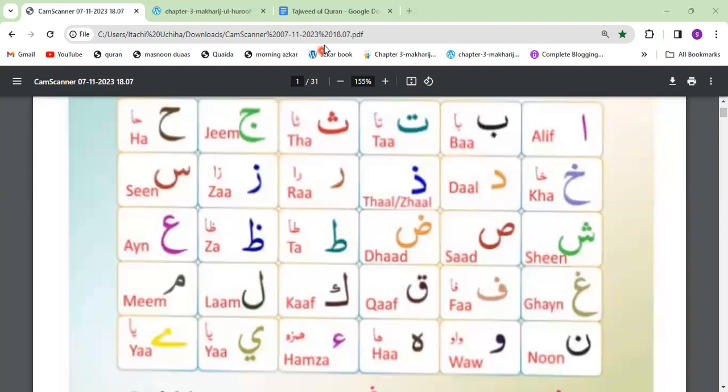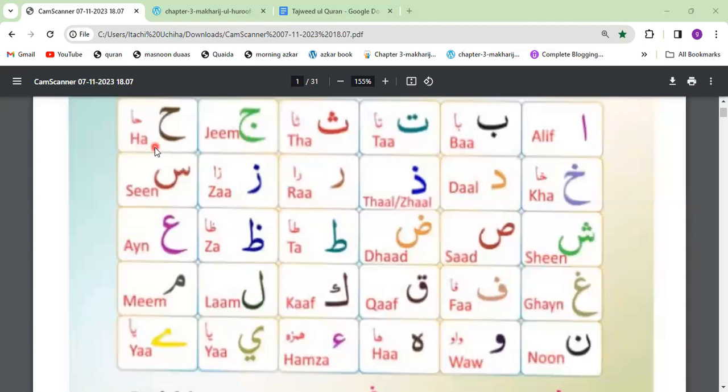Then we have the letter Jim. You have to use the middle of your tongue. Pronounce the letter from the middle of your tongue. Jim, like that.